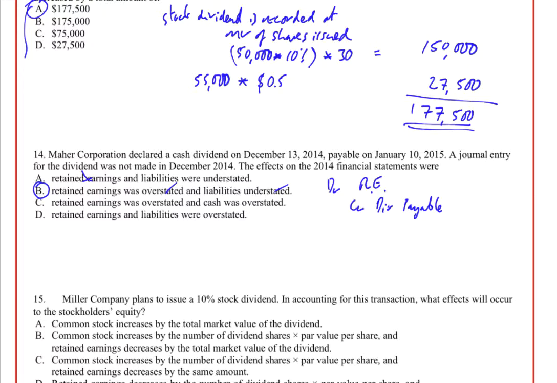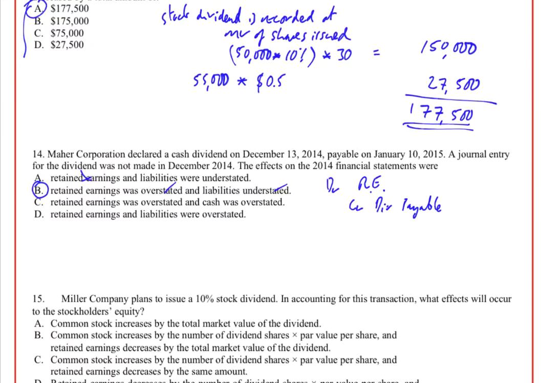Just make sure the others are wrong. Retained earnings was overstated. Yes it was, but cash, nothing to do with cash. Cash was perfectly fine, so it's not that. Retained earnings and liabilities were overstated. No, liabilities were understated, and so it's not that either. So the answer is B.